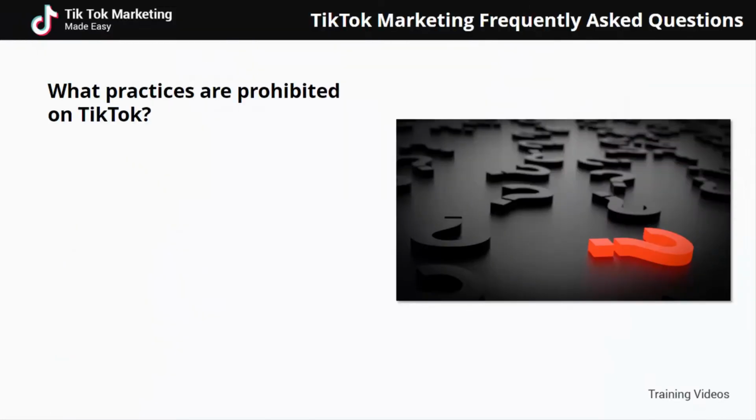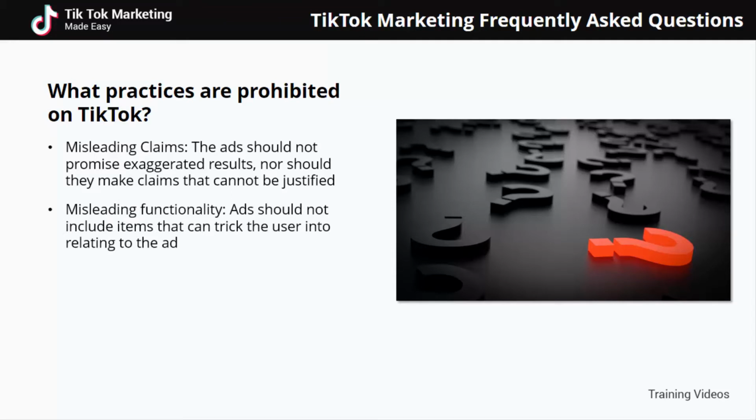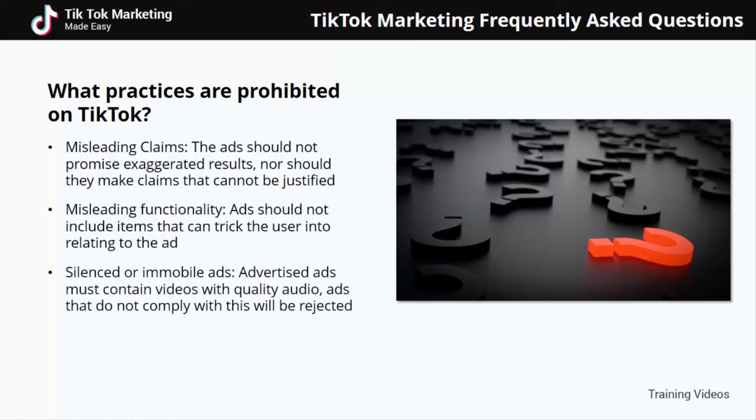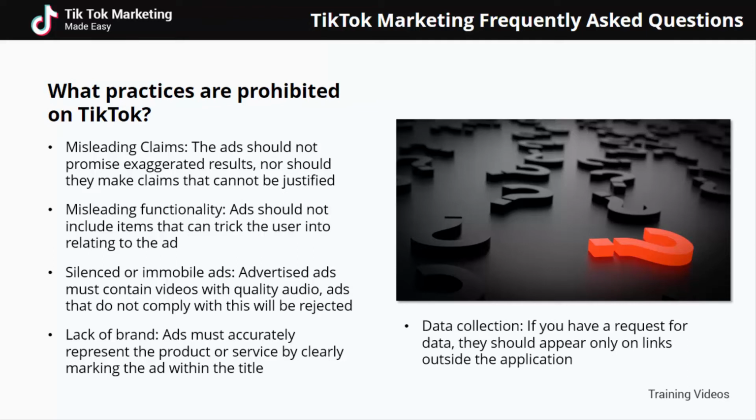What practices are prohibited on TikTok? Misleading claims: the ad should not promise exaggerated results, nor should it make claims that cannot be justified. Misleading functionality: ads should not include items that can trick the user into interacting with the ad. Silenced or immobile ads: advertised ads must contain videos with quality audio. Ads that do not comply with this will be rejected. Lack of brand: ads must accurately represent the product or service by clearly marking the ad within the title. Data collection: if you have a request for data, it should appear only on links outside the application.